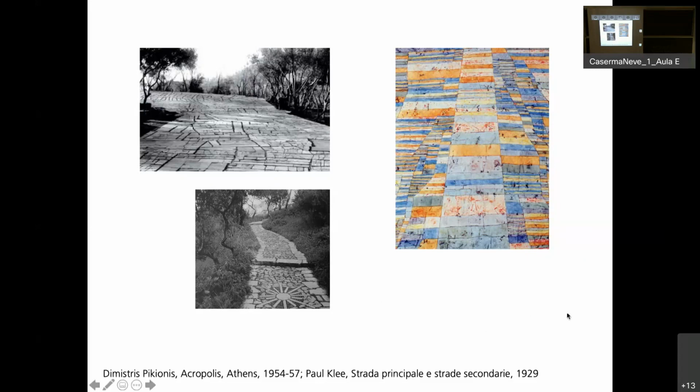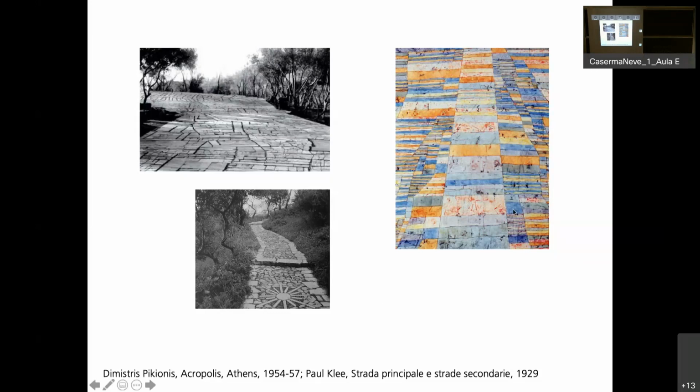I will show you other images, but I think it's also interesting to compare this work of Dimitris Pikionis, of course, he's a Greek architect and landscaper, to this famous painting by Paul Klee, because we have this idea again of a pattern that is at the same time figurative and abstract. Let's say this.